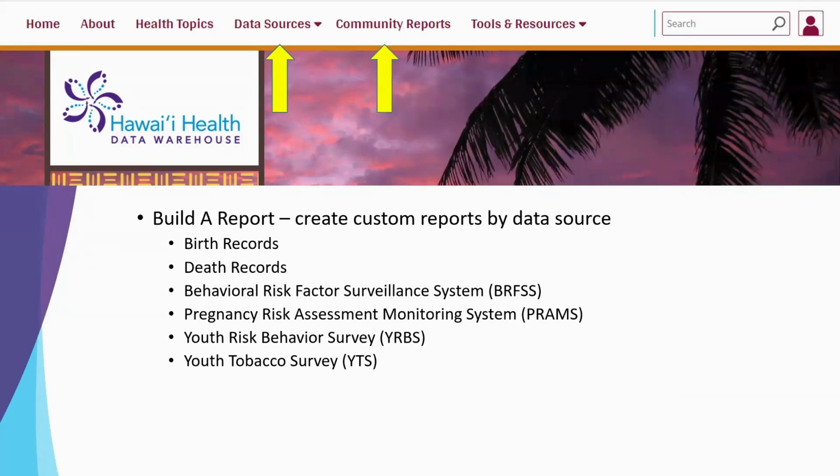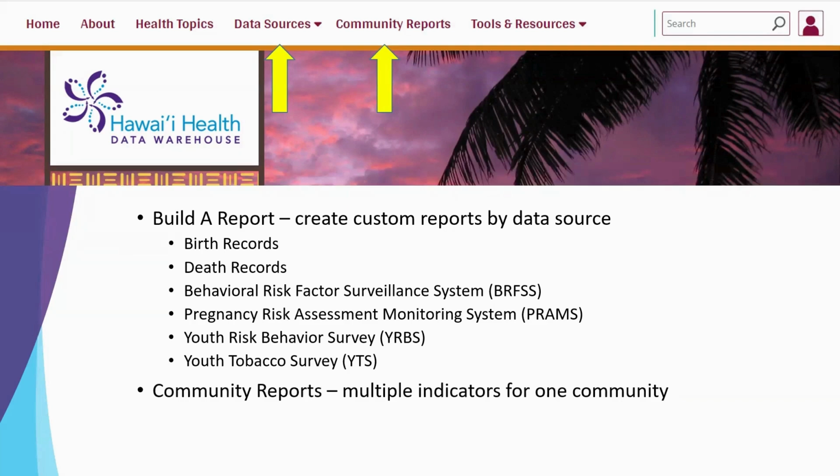We've also discussed using the community reports feature, so this is a good resource when you want to look at multiple measures of health in a given community and see how they compare to the state as a whole. The communities that we currently have available are county, race, ethnicity, and sexual or gender minority. Today, we're going to talk about health topics.